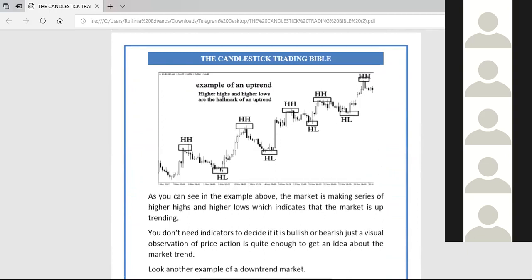Some of your mics are on. You can mute it, please. Thanks. What is the best time frame to trade candlesticks?